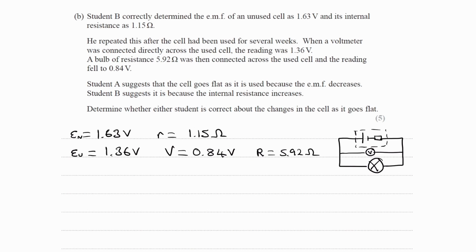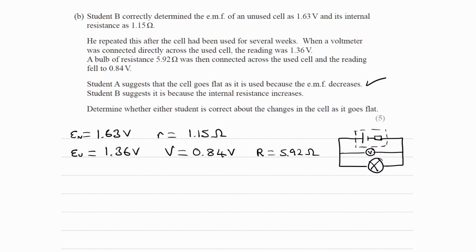Okay, so what's the question actually asking us? Student A suggests that the cell goes flat as it is used because the EMF decreases. Well, we've already identified that that is true. That is the case, so student A is correct. We're trying to determine whether each student is correct in how the cell goes flat. And then student B suggested it's because the internal resistance increases. We're not told the internal resistance, so we need to work that out. So that's going to be the next thing that we do.